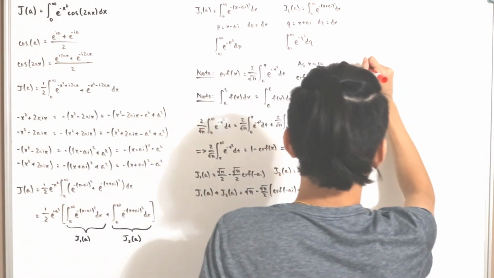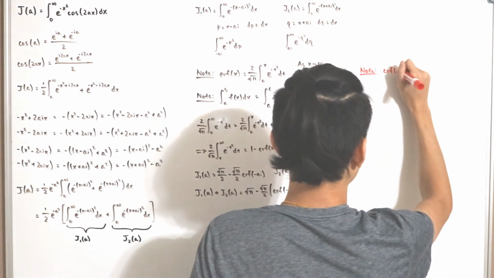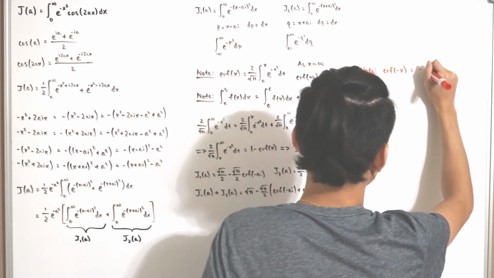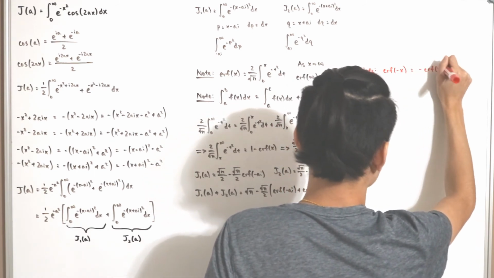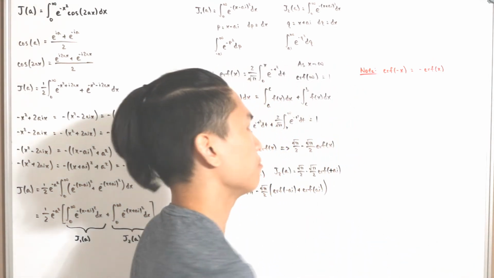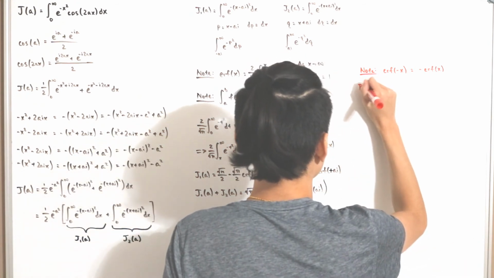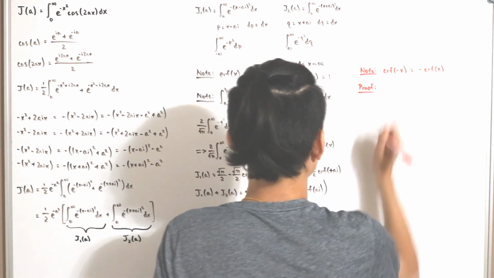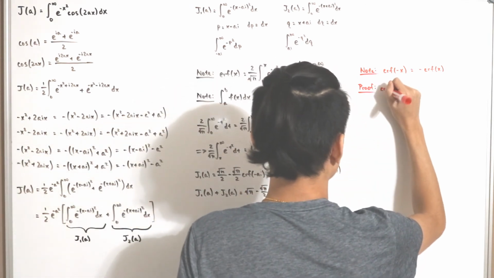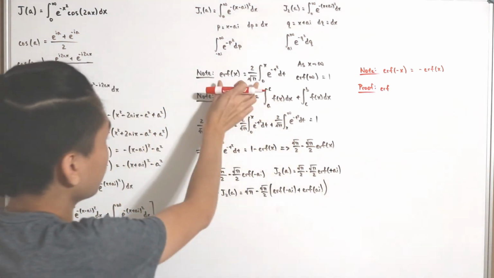Okay, right here's good. So note that the error function of negative x is equal to negative 1 times the error function of x. So what this means is that the error function is actually an odd function, and I'm going to prove this property. So the proof is that we're given our definition of the error function.